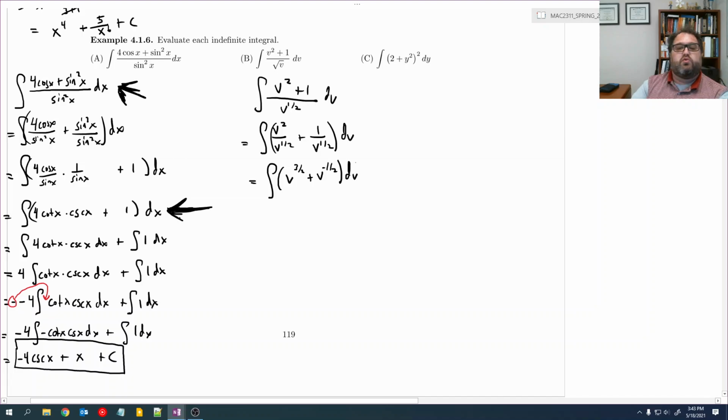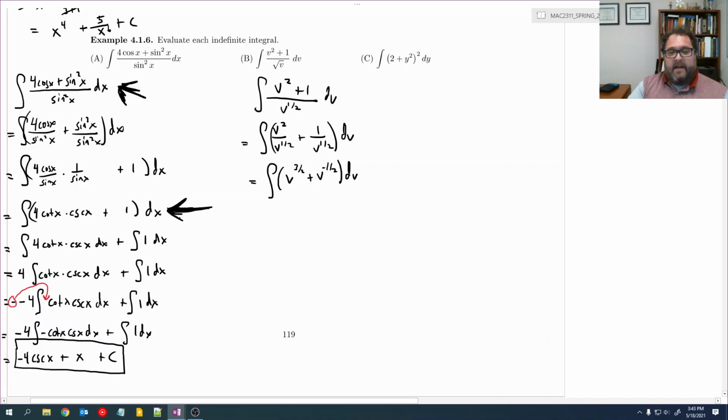Now, why did I even do that? I did that because we cannot apply the power rule of antidifferentiation unless the power function is on the numerator. Just like with differentiation, we could not apply the power rule for differentiation unless the power function was on the numerator. It would be improper to try to apply the power rule to a function that was on the denominator, like that second term is.